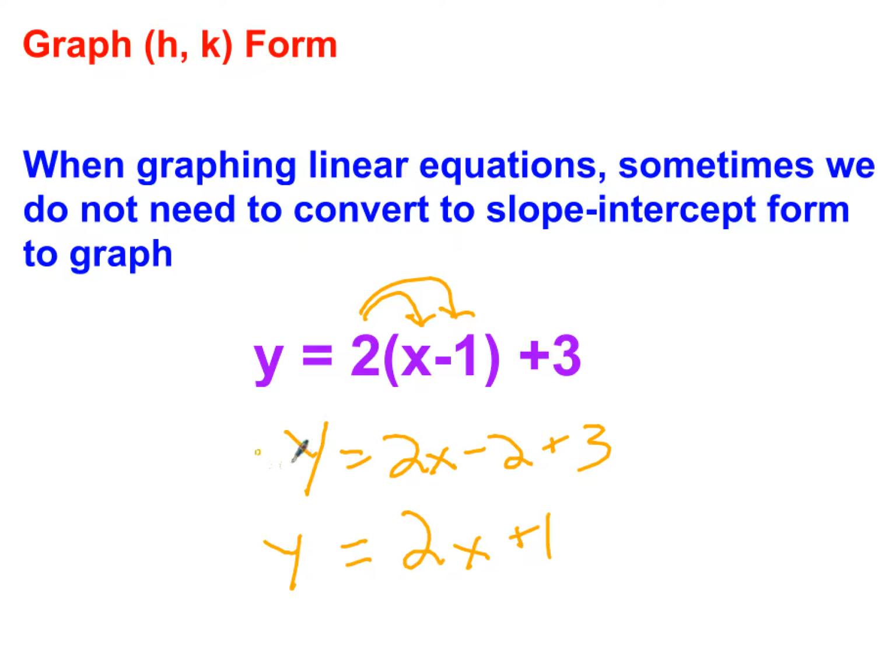It won't always work out this easy, though, especially when I have a fraction in the front as my slope. Say this was 3 over 2. Now it's not going to be so friendly, because my y-intercept would be a fraction, and that's a little bit difficult to graph. But that's one way to graph this. There's also another way, and it's called HK form.